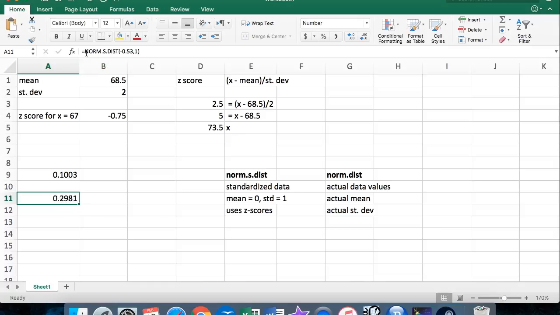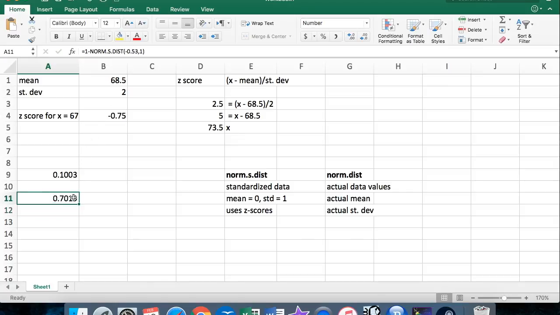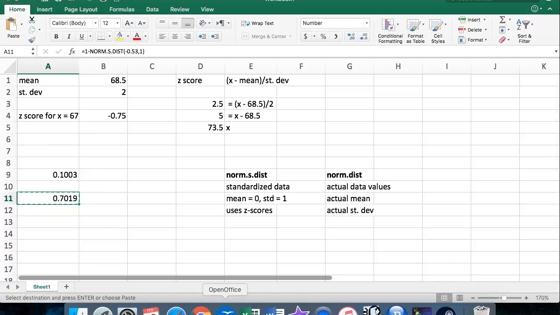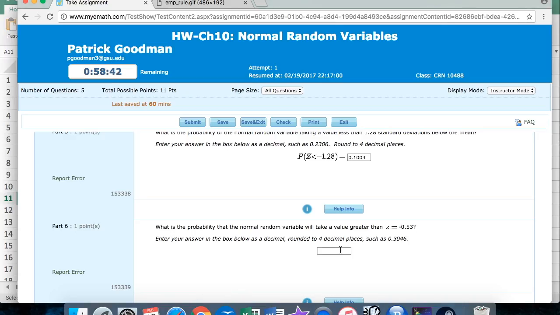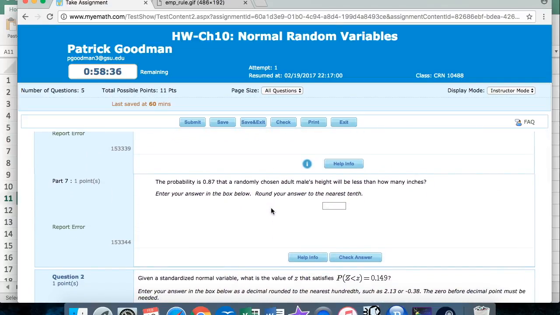But you don't have to worry about that right off the bat when you know that you find the area to the left, 1 minus to find the area to the right. And there you go. So your answer is about 70.19%. So go ahead and put that in here. All right. Okay, so let's keep continuing on.